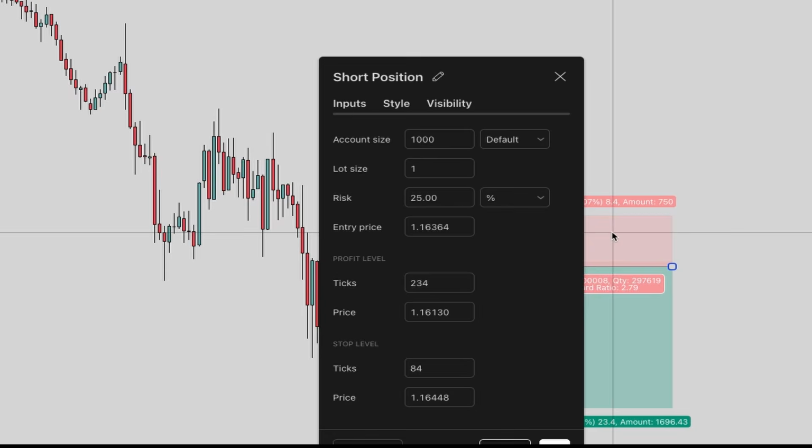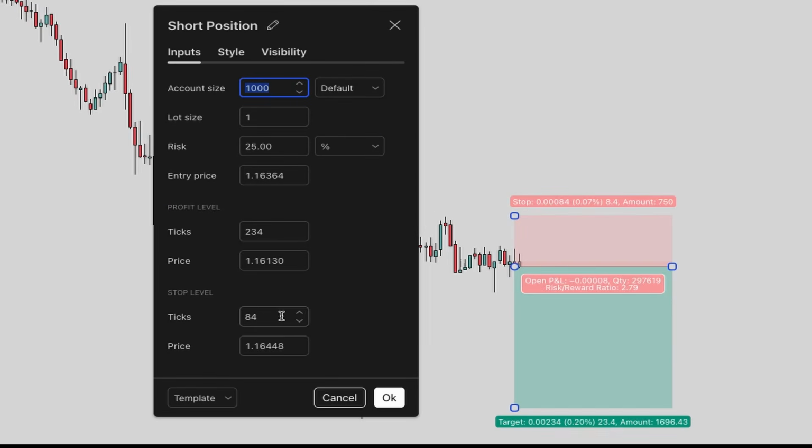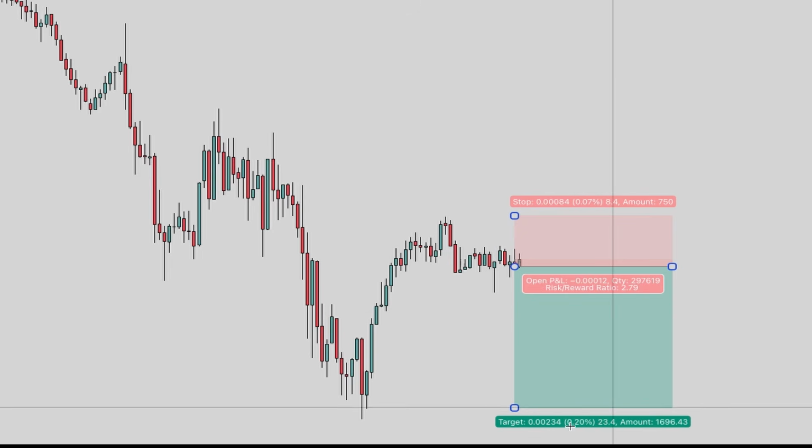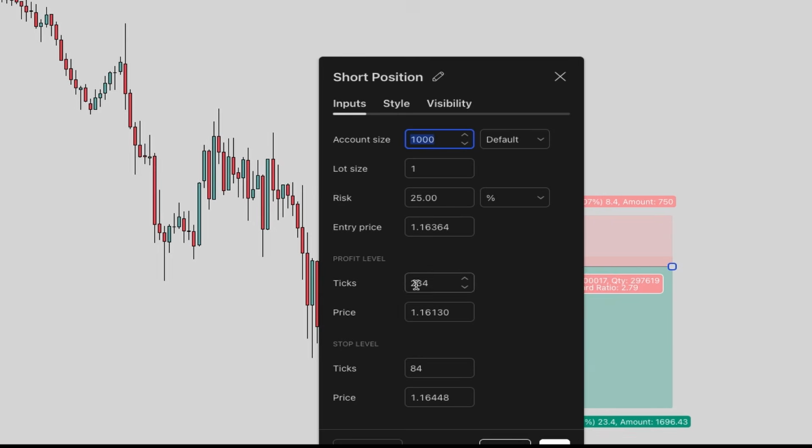If you double click on this still, and you see this window here, you go to stop level. You see stop level here, it is showing 84. So 84, you divide it by 10. It becomes 8.4, exactly how this is showing here. So the take profit here is showing 23.4 pips. If you double click, it will show you 234 right here. So this 234, you divide it by 10, which will be 23.4.